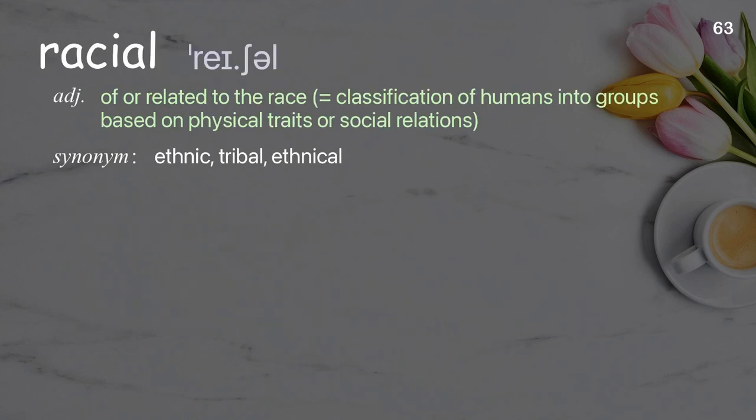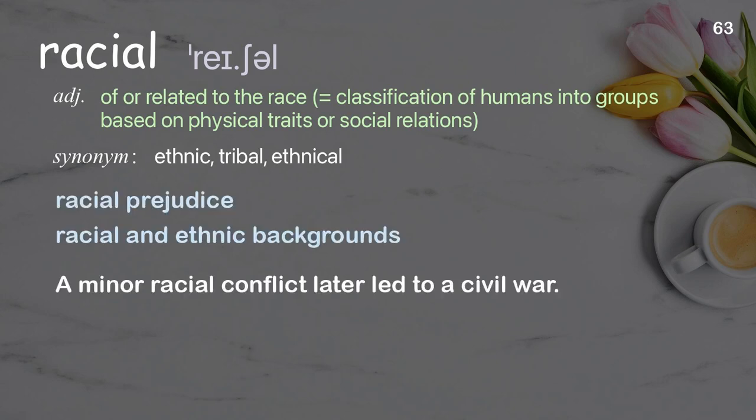Racial. Of or related to the race, classification of humans into groups based on physical traits or social relations. Examples. Racial prejudice. Racial and ethnic backgrounds. A minor racial conflict later led to a civil war.